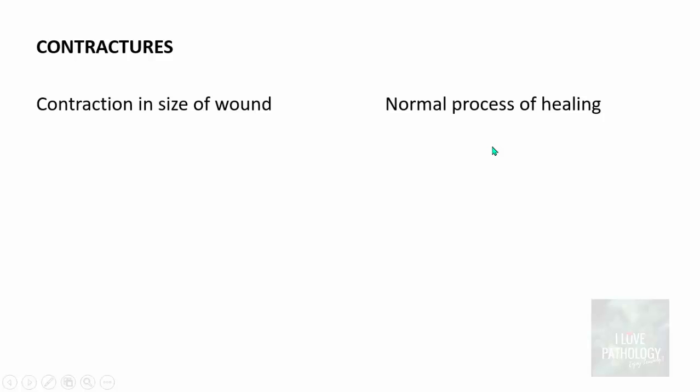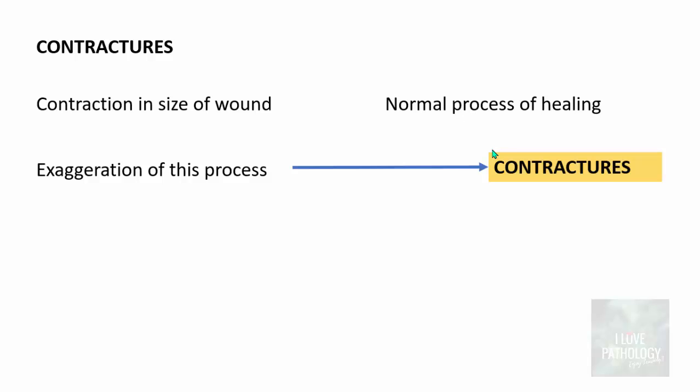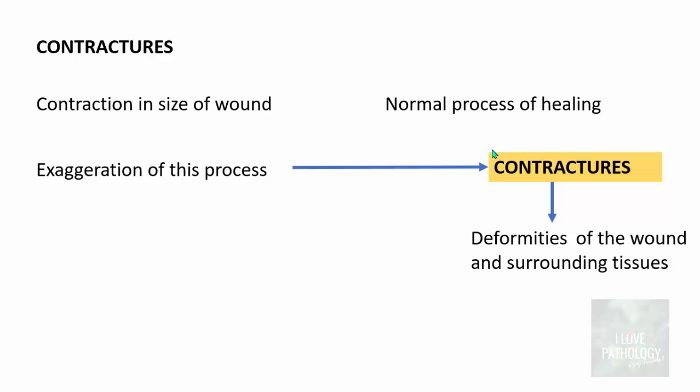So the last abnormality we'll be discussing is contractures. Contraction in the size of the wound is a normal process of healing. We all know that. But whenever there is exaggeration of this process, then that is referred to as contracture. Okay. What happens when there is contracture? It deforms the wound and also the surrounding tissues. So there will be deformities in the wound and surrounding tissues. Most common sites of contractures are palms and soles and anterior thorax. Okay, this usually occurs in the cases of severe burns.